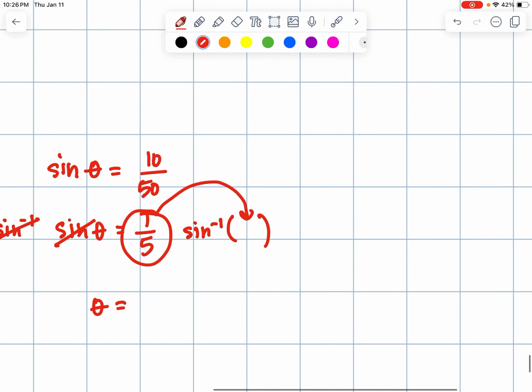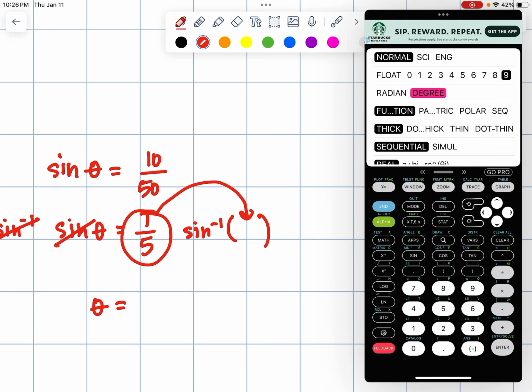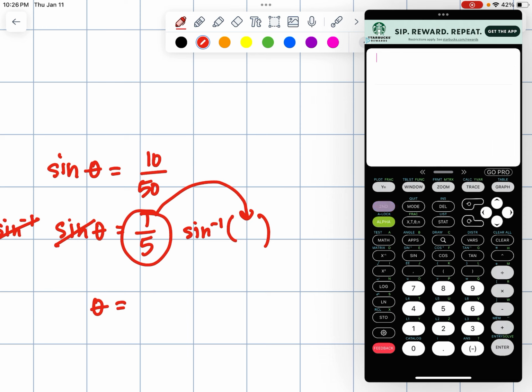So pulling out this calculator, we're going to do second and then sine. First of all, let's make sure we're in degrees. We are. So second, sine, and then you can see inverse sine pops up. Open parentheses also pops up, and we do 1 divided by 5 inside the parentheses. We get 11.5. So the angle here is 11.5. I didn't say what we should round to, so let's just round to the tenths. 11.53 just rounds down to 11.5 degrees.